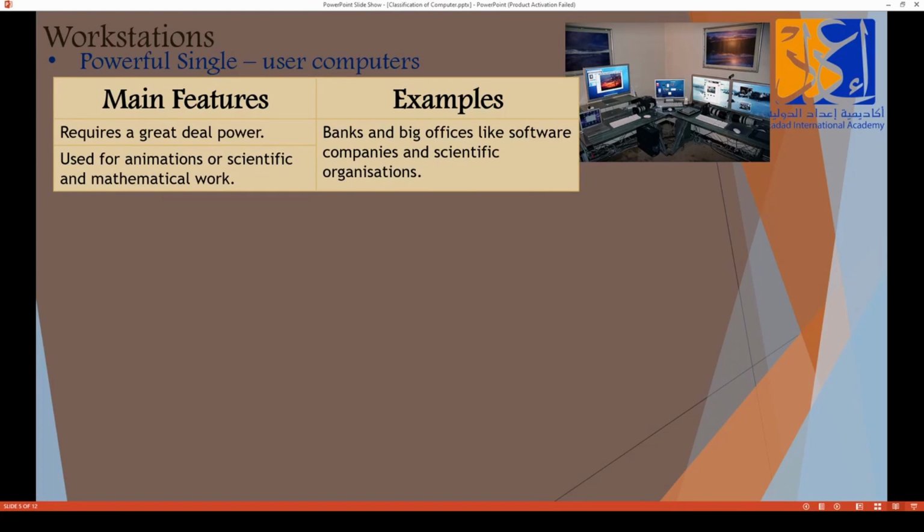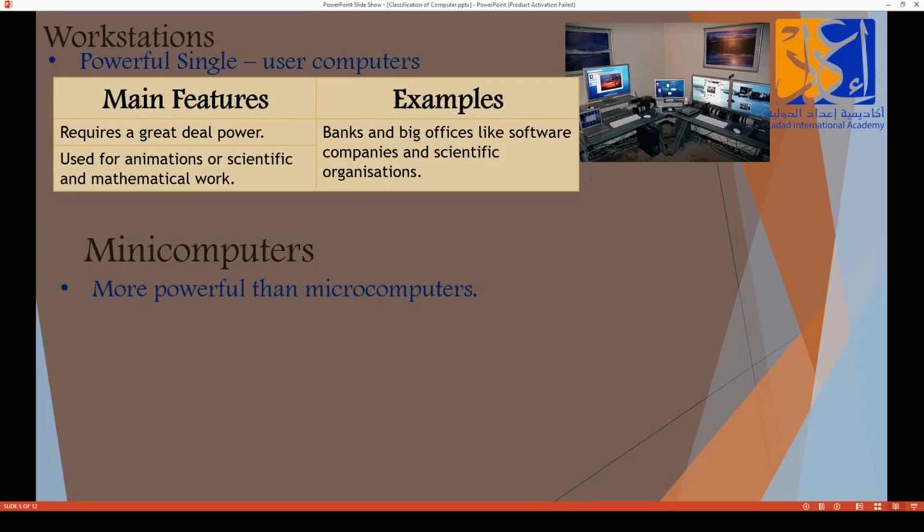So that's why it is used mainly in big organizations, like in banks, in big offices of software companies, and in scientific organizations. So its features are, it requires a great deal of power, and it is used for animations or scientific and mathematical work. What is it? Workstations. Clear? Okay. Next, mini computers.